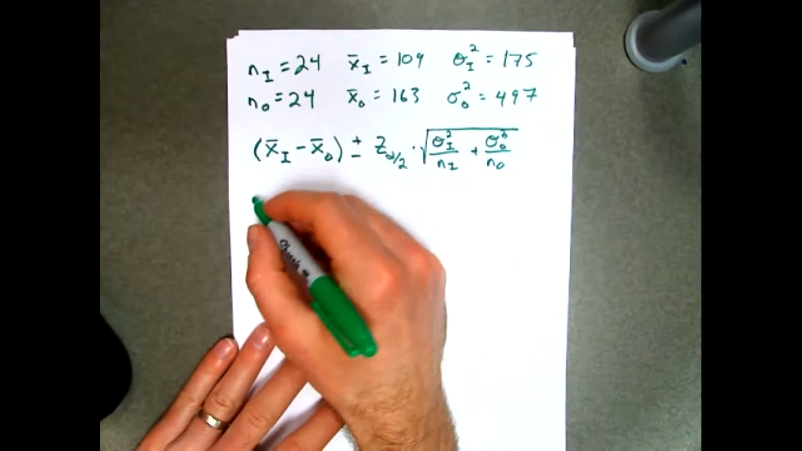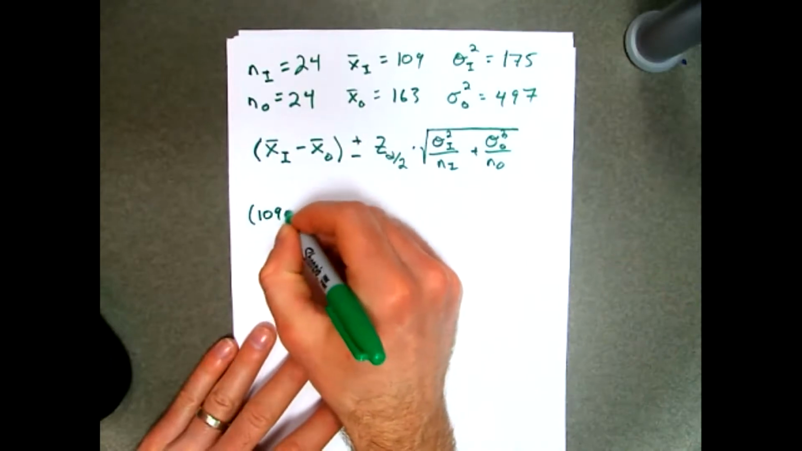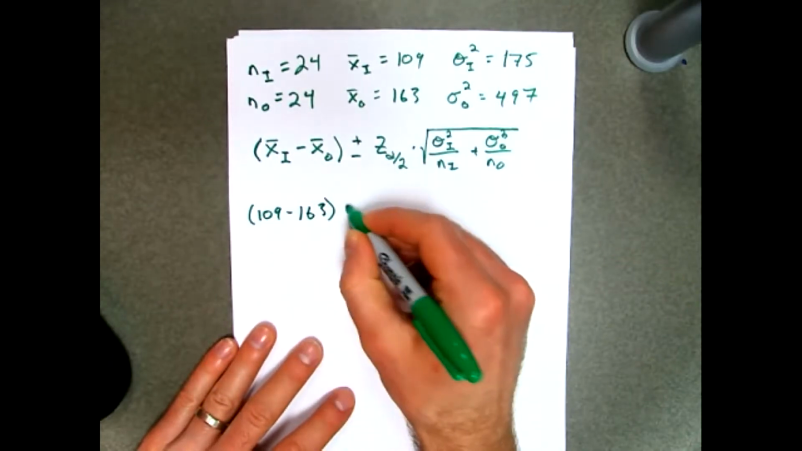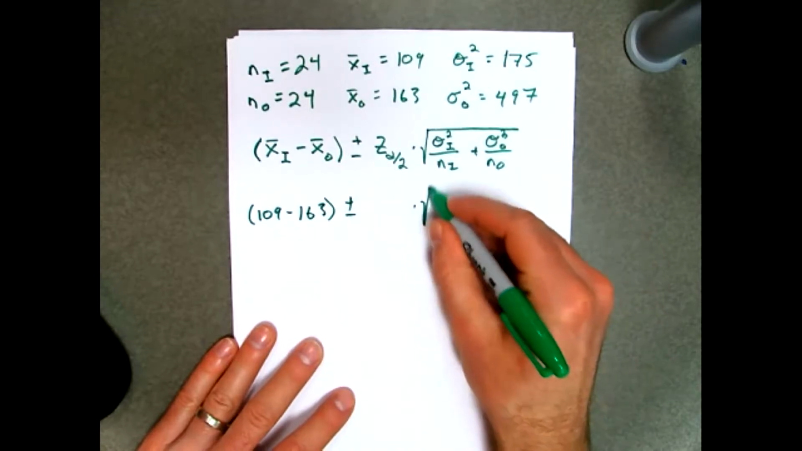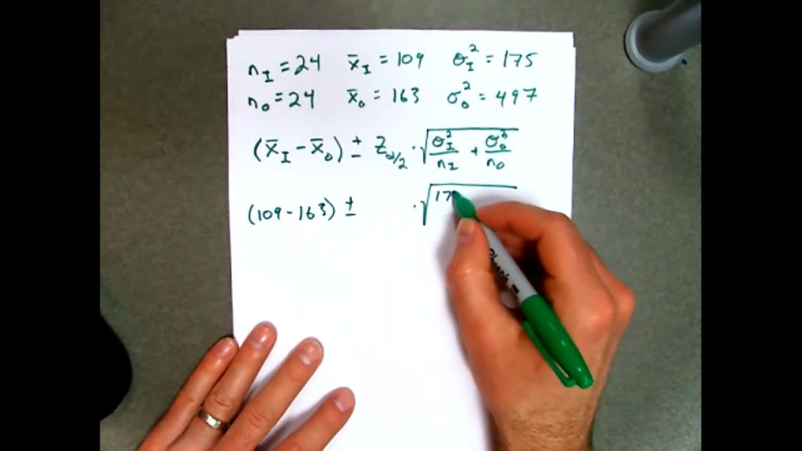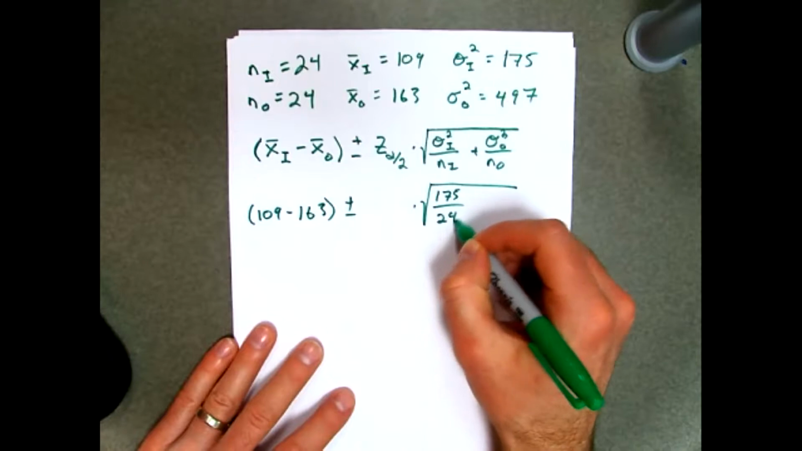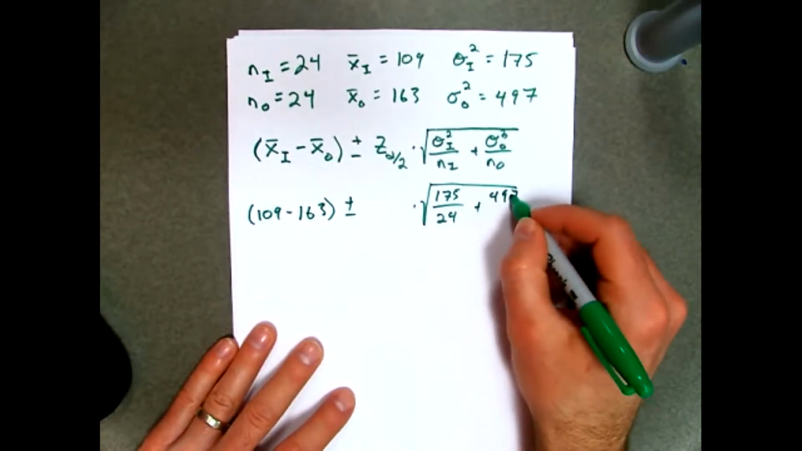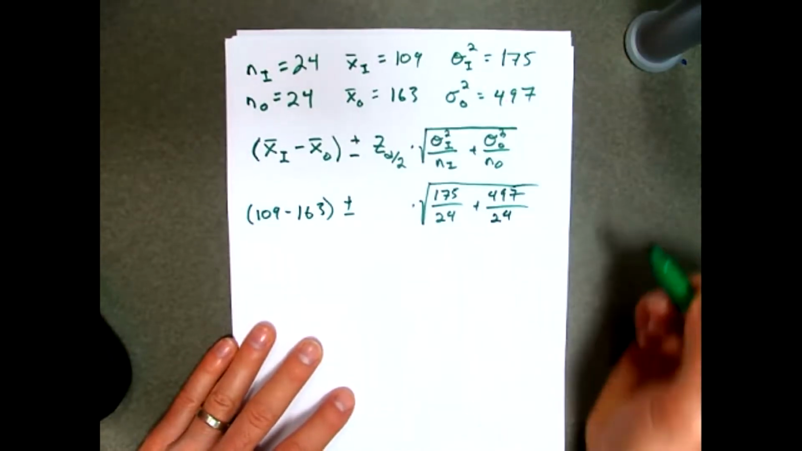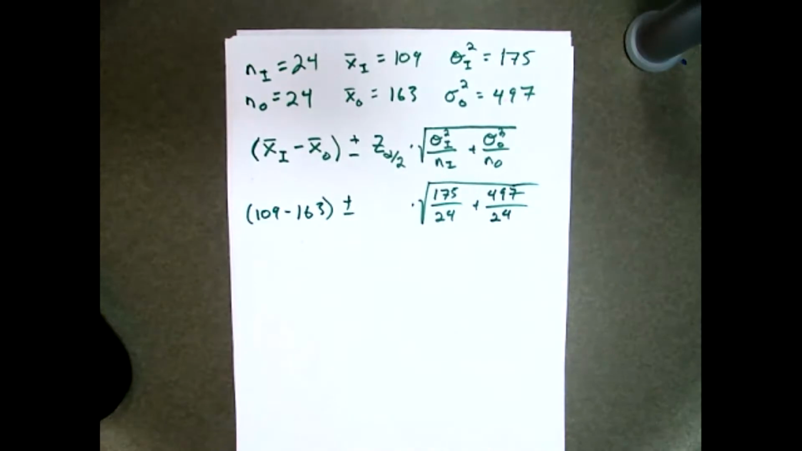So I just start plugging my values in here. So 109 minus 163. Over here, I've got what? 175 over 24, and then 497 over 24. The only thing left that I need is that Z value. But if I wanted to build a 95% confidence interval, what's my alpha?